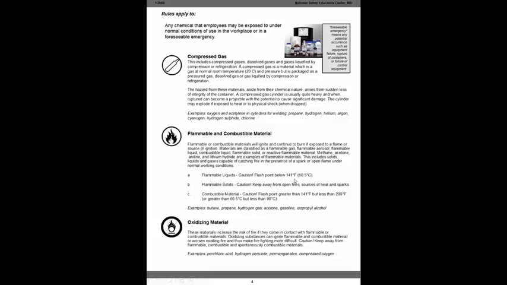Flash point below 141 degrees Fahrenheit. Flammable solids just can't be near open flame. And then combustible materials, flash point greater than 141 but less than 200. It says propane, hydrogen gas, acetone, and gasoline all fall into that category. And then oxidizing materials like hydrogen peroxide can ignite flammable and combustible materials and have their own sets of danger. So anytime we're handling any of those chemicals, they fall under our hazardous communication.